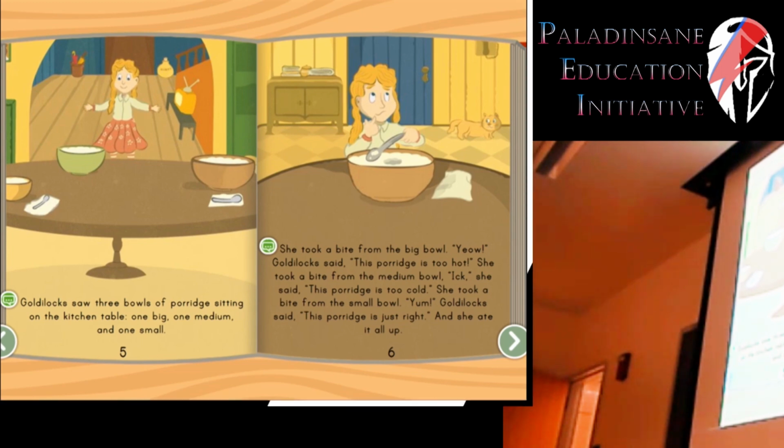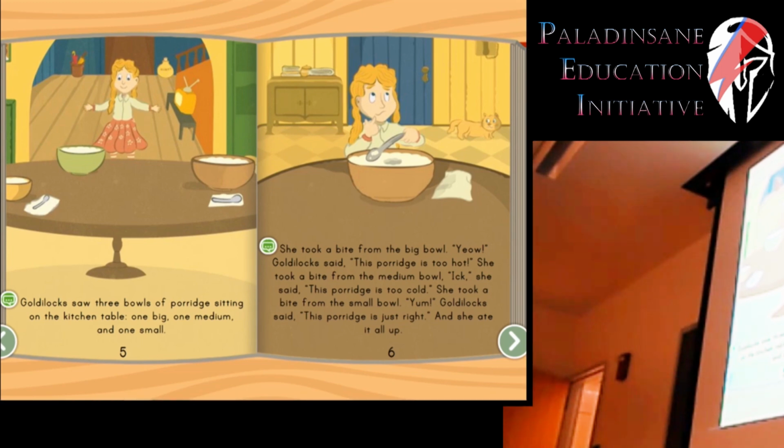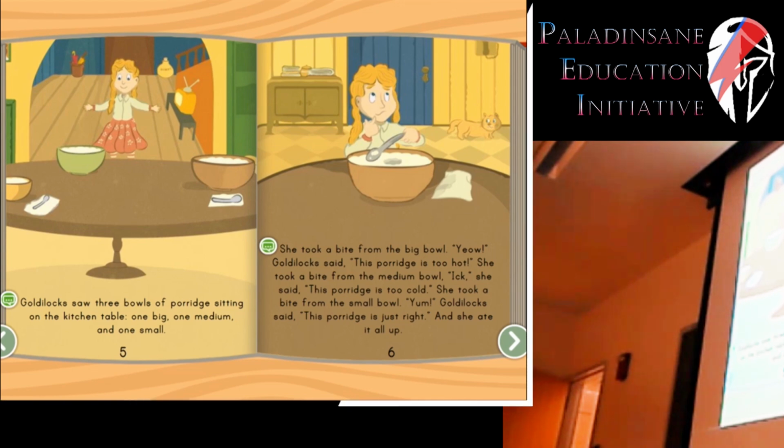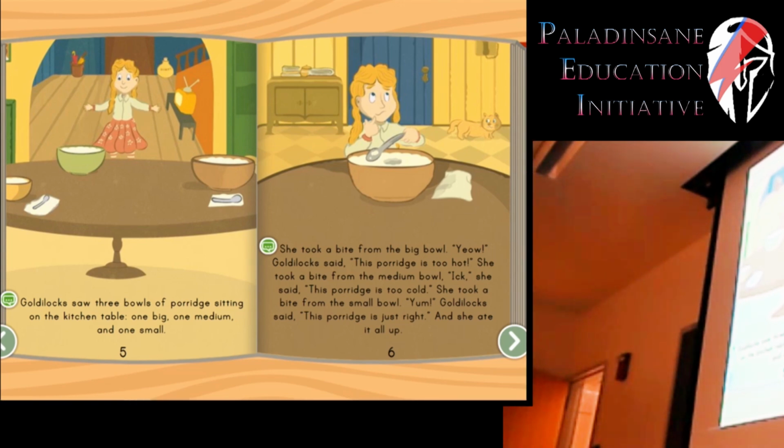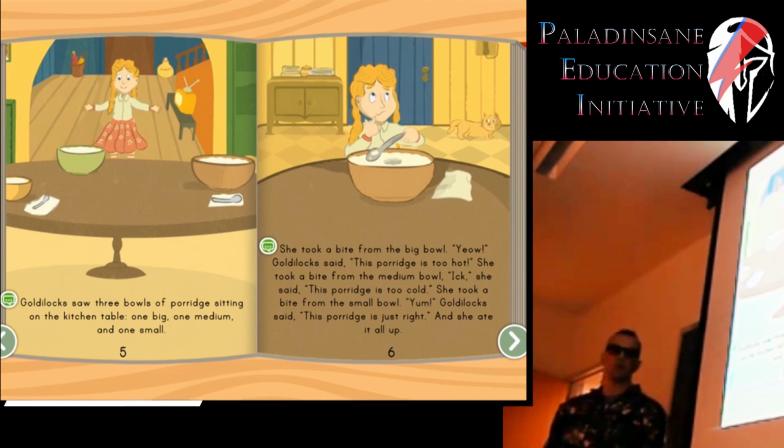Notice the repetition. She took a bite from a bowl. Reaction, Goldilocks said, this porridge is something. She took a bite from a bowl. Reaction, she said, this porridge is something. She took a bite from a bowl. Reaction, Goldilocks said, this porridge is just right. It's repetition over and over and over again.